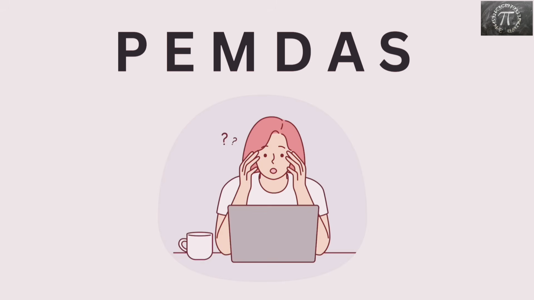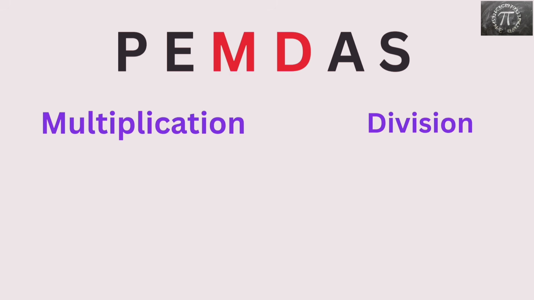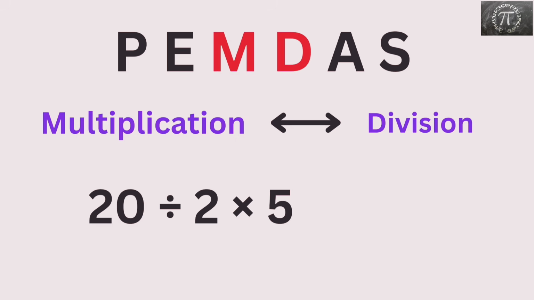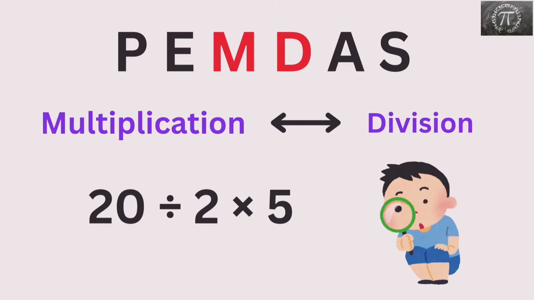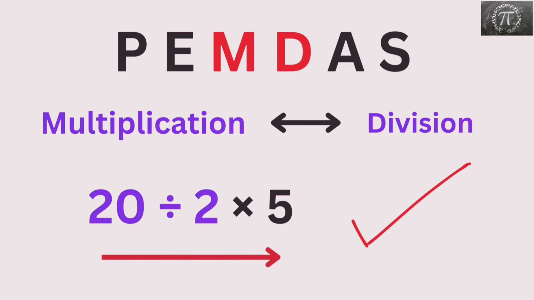Then comes the part that trips up most people: multiplication and division. These are on the same level in priority, so you don't always multiply first just because it comes earlier in the phrase. Instead, you scan the problem from left to right and do whichever of the two appears first.